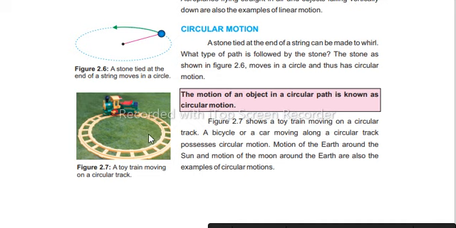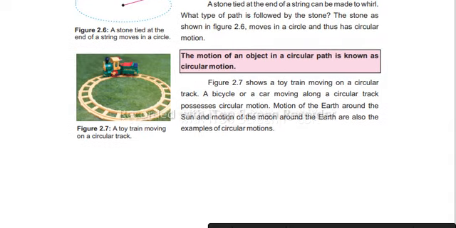Look at a train. This train is moving in a circular path. A train moving on a circular track, a bicycle or car moving along a circular track possesses circular motion. The motion of the earth around the sun and the motion of the moon around the earth are also examples of circular motion.